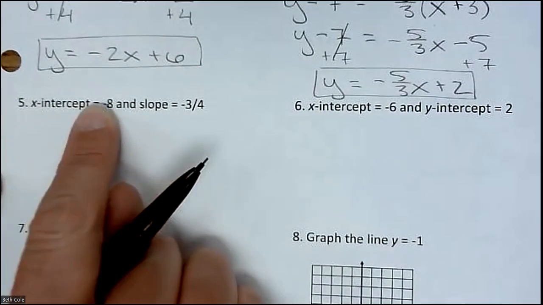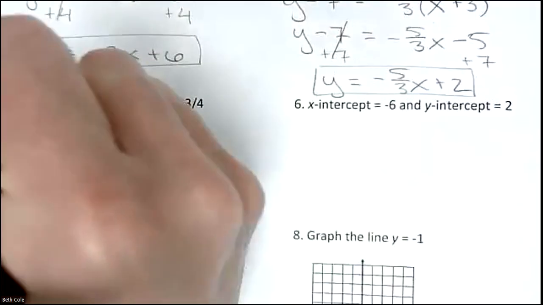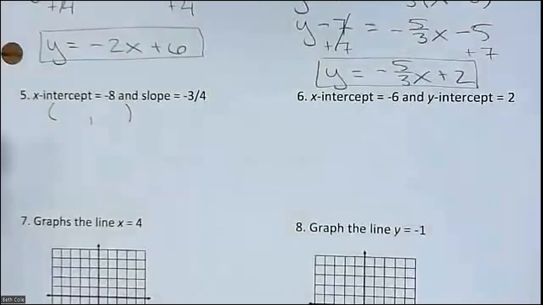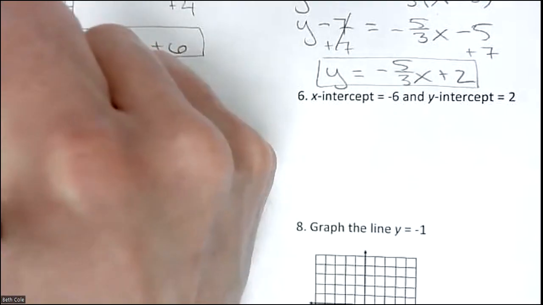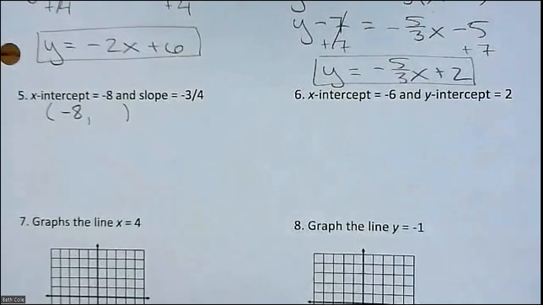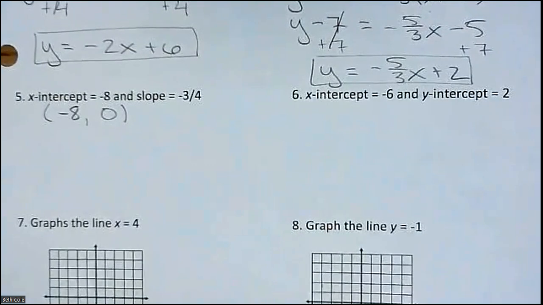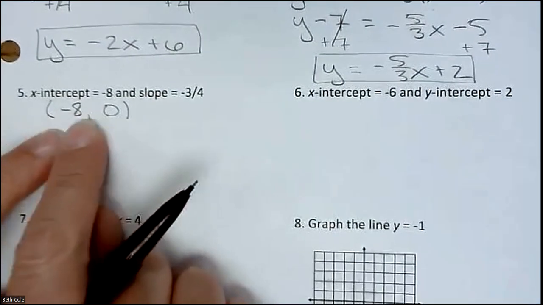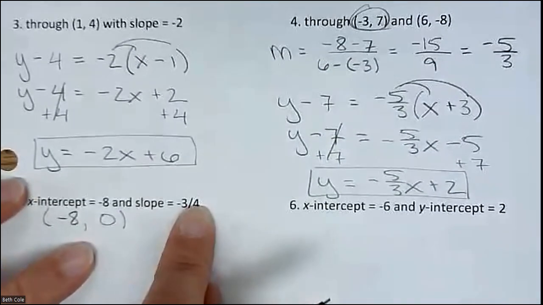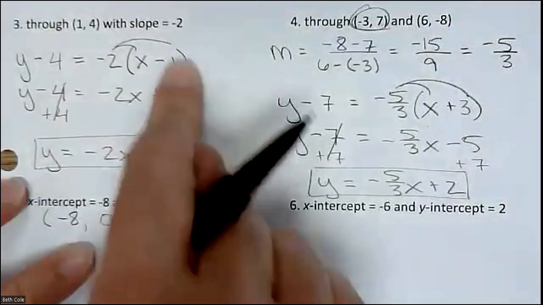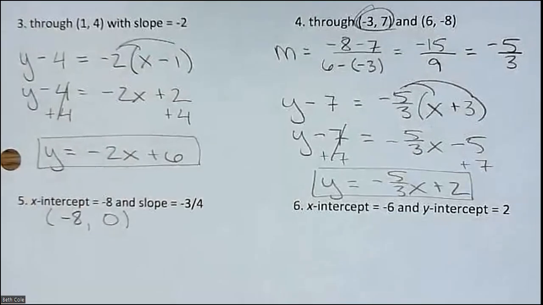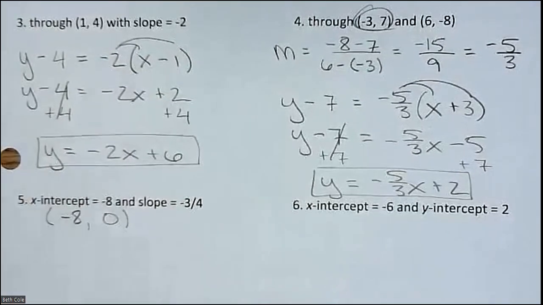All right, now this is written x-intercept -8. You want to write that as an ordered pair, something comma something else. If it's an x-intercept, it's going to be -8 comma 0. Good. And so that's your point. That's your slope. We're going to do exactly what we did in number 3. It is not any different. These problems are the same thing over and over again.